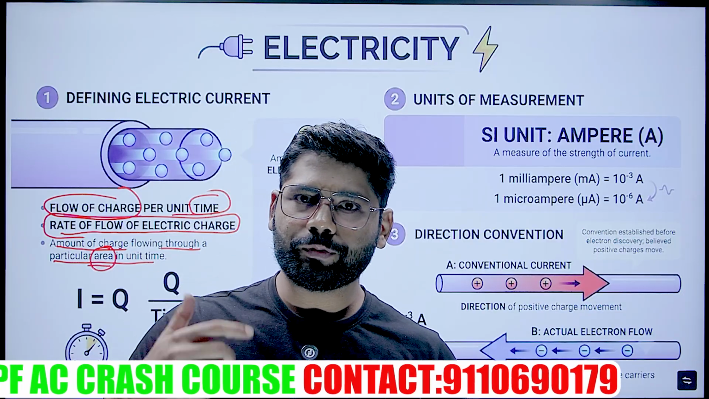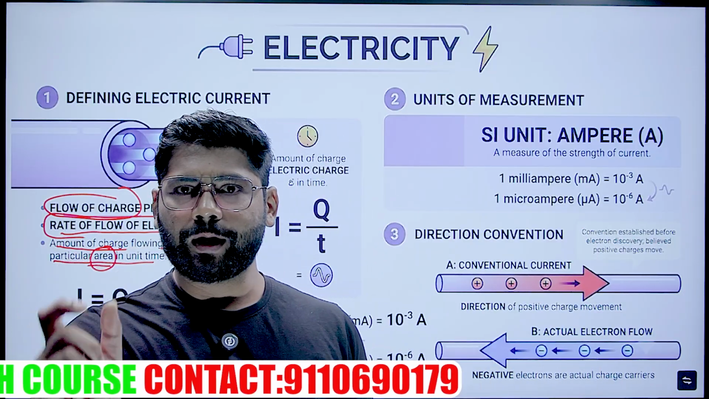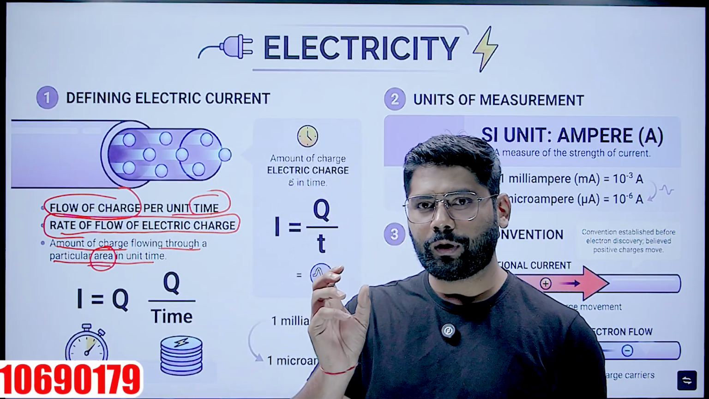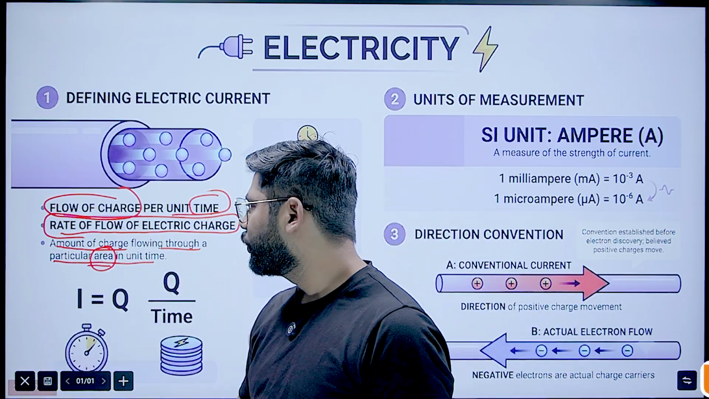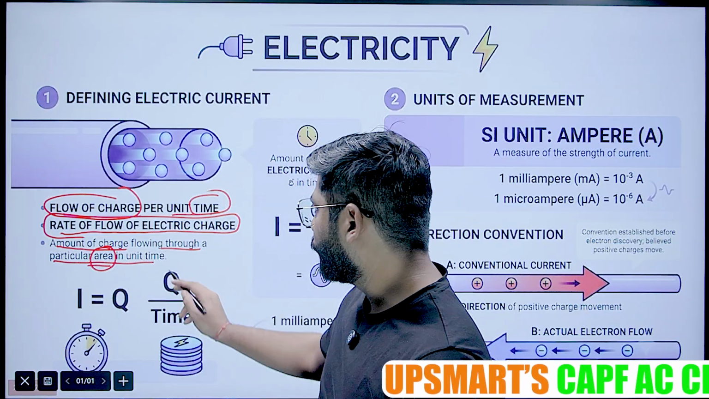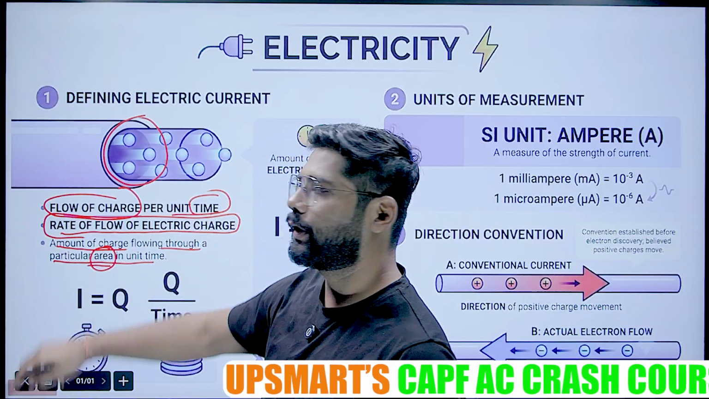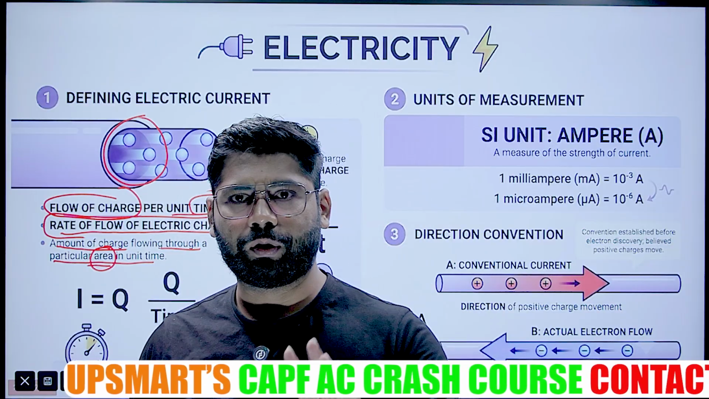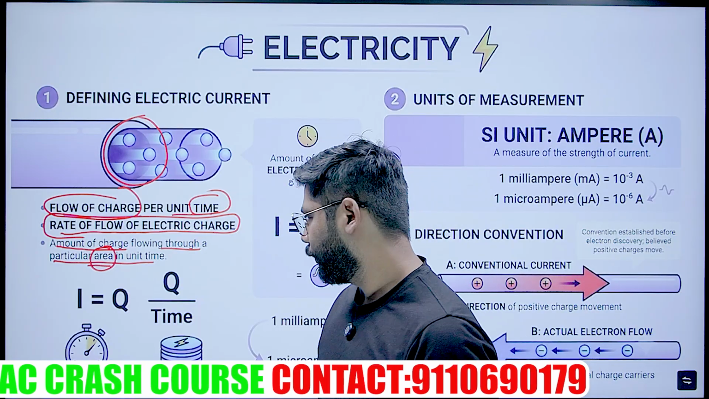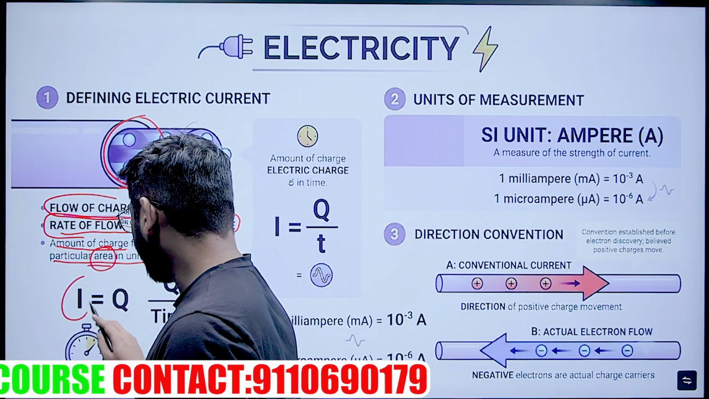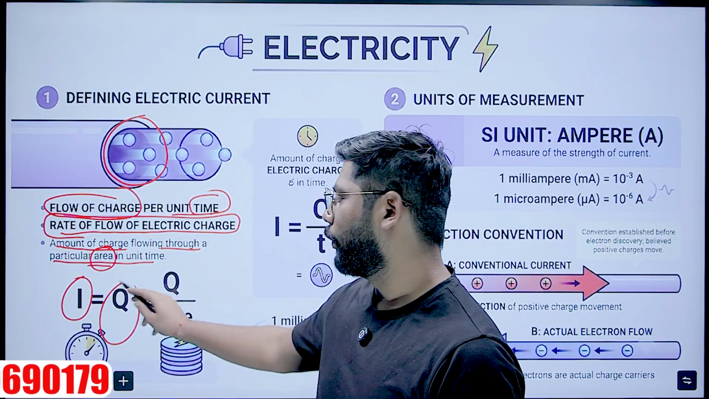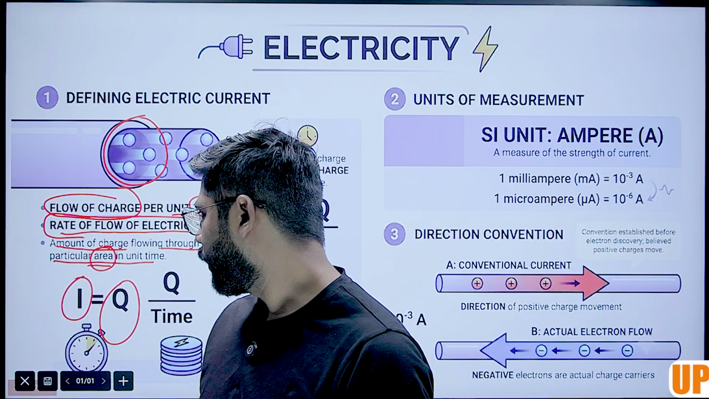When it comes to time, we measure how many electrons are flowing within a particular time, or per unit time. When it comes to area, we say the amount of charge flowing through a particular area. We mostly consider the area as a wire, and within that wire, what amount of charge is flowing. We denote the current as I and the charge as Q. So that is the formula.